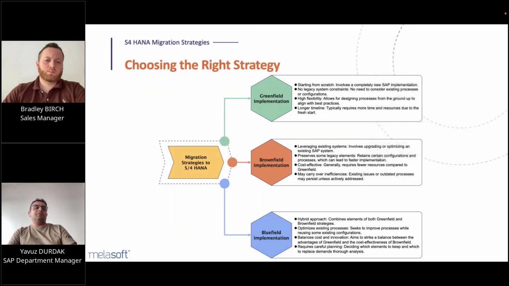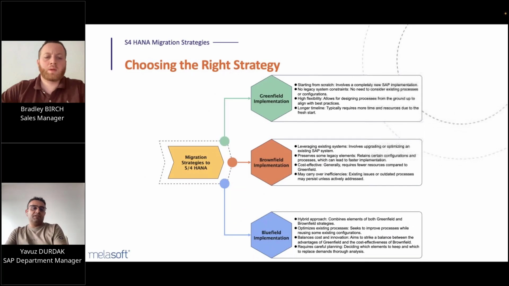In this slide, we have a summary of these three strategies. As I said, to summarize, in the Greenfield implementation, you start from scratch. You do not have any legacy system constraint. It is highly flexible, so all of the business processes can be realigned according to best practices, and SAP standards and best practices can be implemented. However, it takes longer and has higher costs.